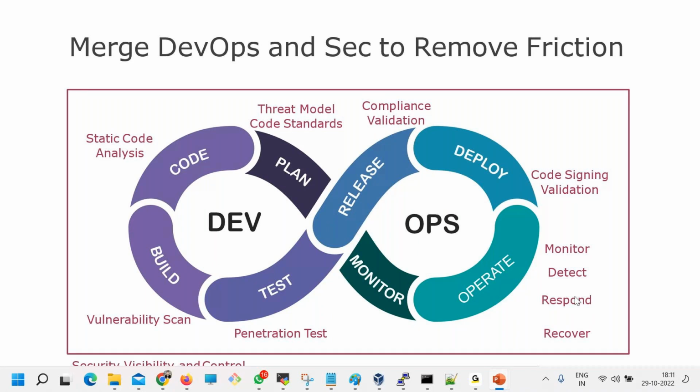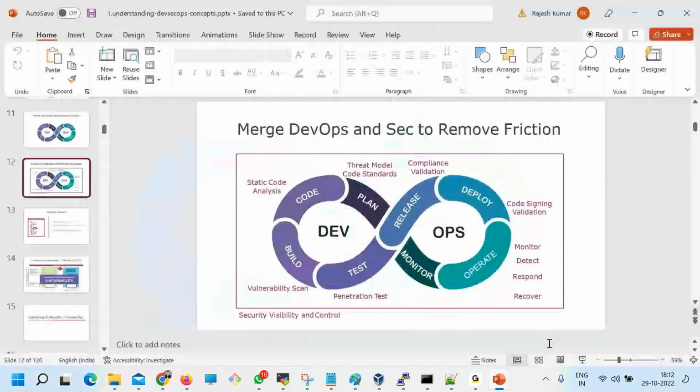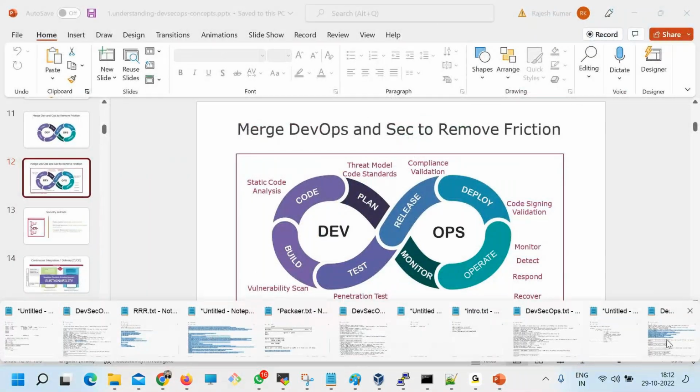That means what security practices you may do at the planning level: define the threat model and coding standard. What security implementation you will do at the coding level: static code analysis, build vulnerability scanning, SAST, DAST, penetration testing, compliance validation, code signing validation, monitoring security issues, detecting security issues, responding to security issues, and the recovery process. All this you can implement after DevOps. Once you complete DevOps, then you can implement the security things. And that is where, if you see, this one which I designed for security, where is that?